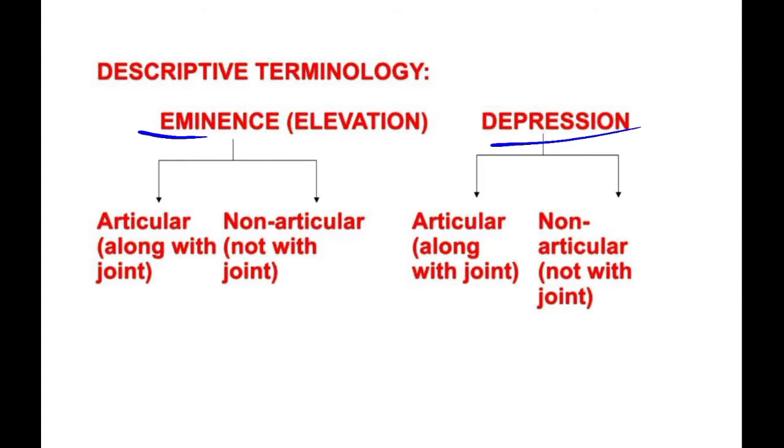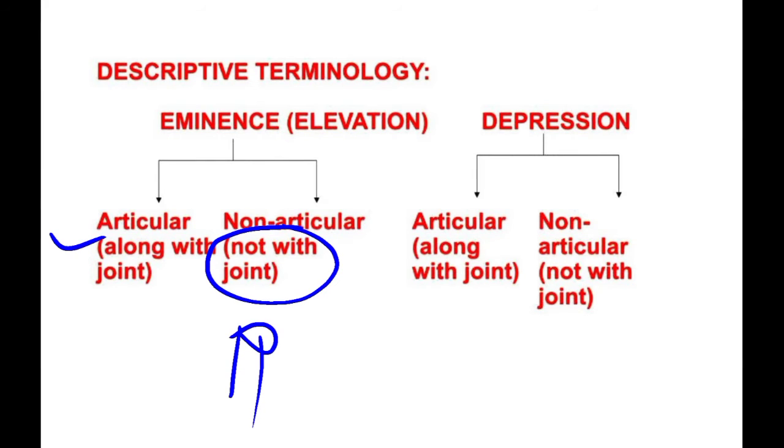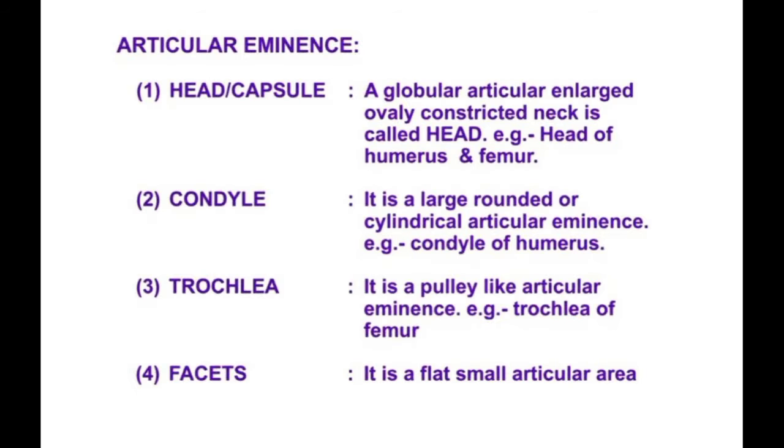Eminence and elevation are both divided into two parts, articular and non-articular. Articular is along the joint; non-articular does not articulate with any bones or joint. First one, we will see articular eminence. Articular eminence: head and capsule, a globular articular enlarged oval part with a constricted neck is called the head, of humerus or femur.